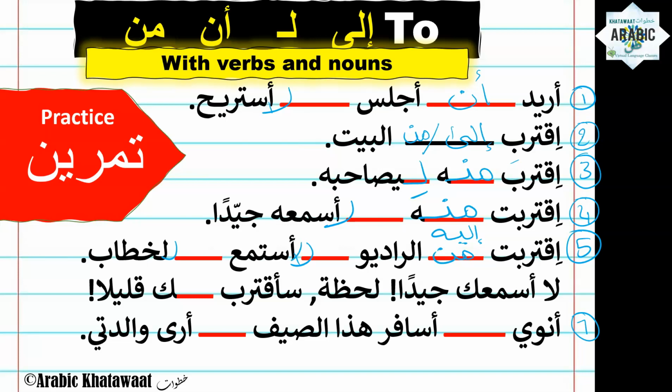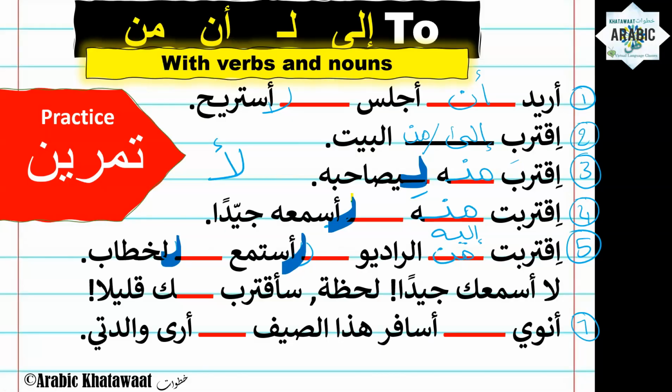لأستمع للخطاب. And when we write لام and ألف we cross them like this. لأستمع للخطاب. So we have لي and then لي over here and then لي ولي. لأستمع للخطاب. لا أسمعك جيدا. لحظة، سأقترب منك. عفوا، سأقترب منك. سأقترب منك قليلا. أنوي أن أسافر هذا الصيف. Why?